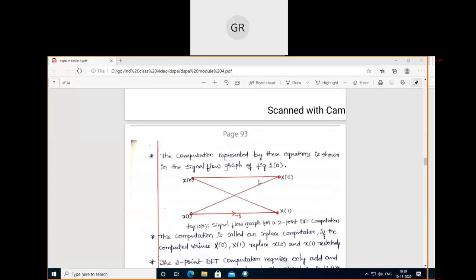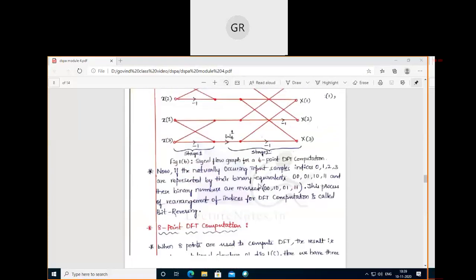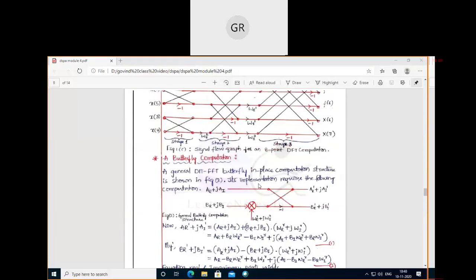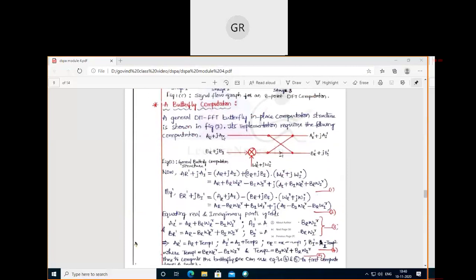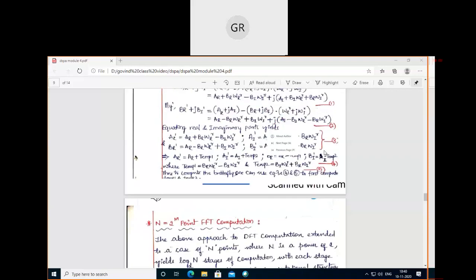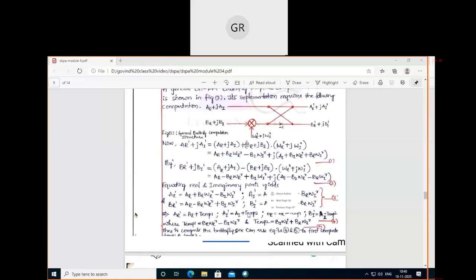Good morning. In the previous class, we discussed butterfly computation. Here we have taken the inputs as complex numbers. They consist of real values and imaginary values, the twiddle factor is also complex, and the output is also in the form of complex values. Finally, here we get AR dash, meaning the real value of the output.